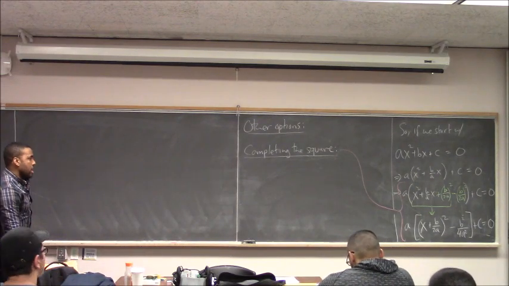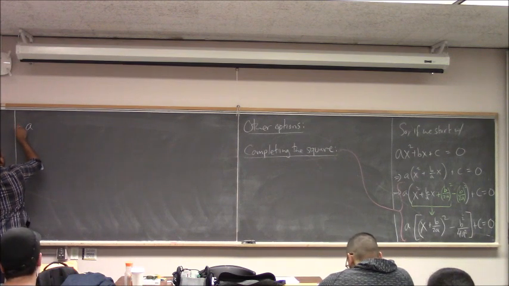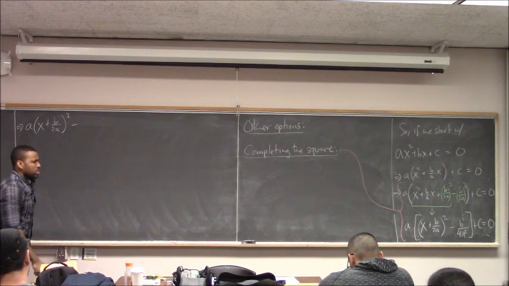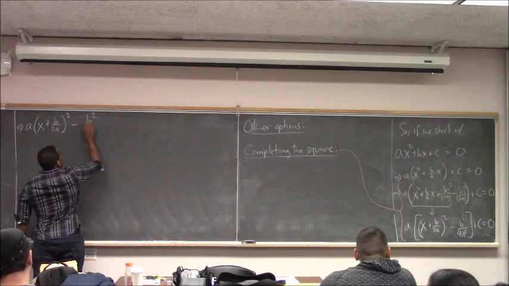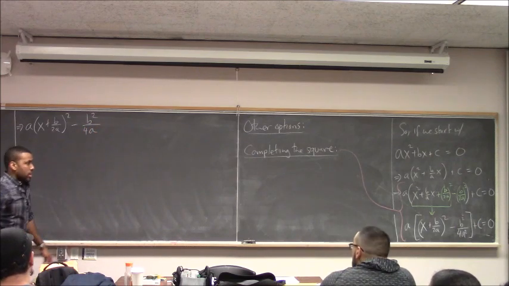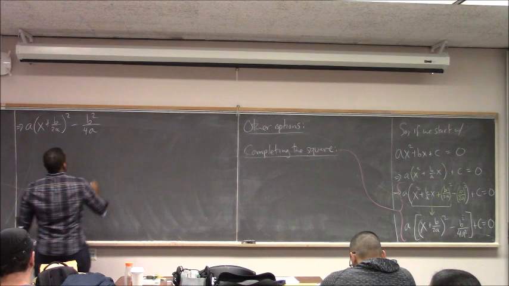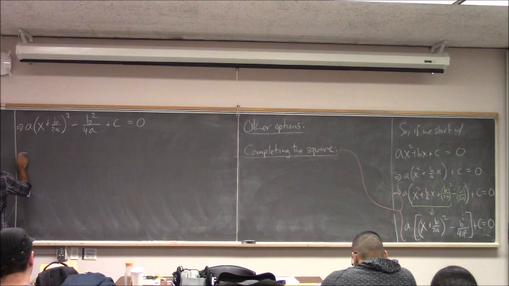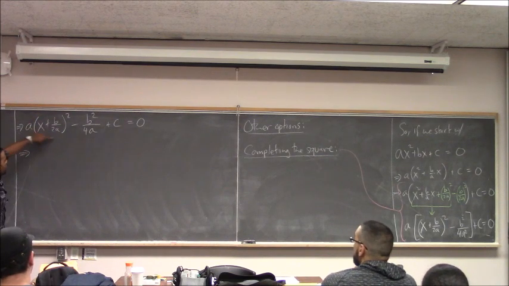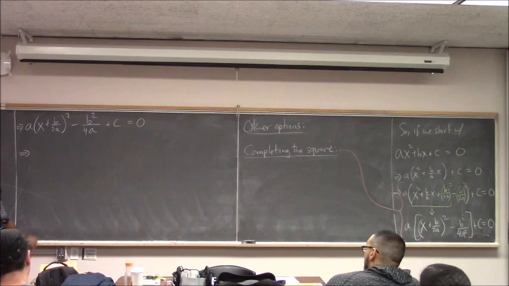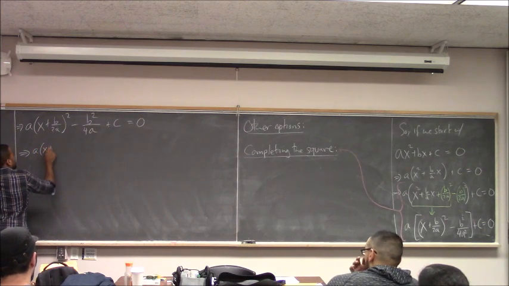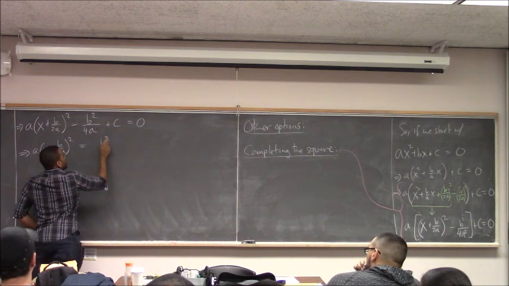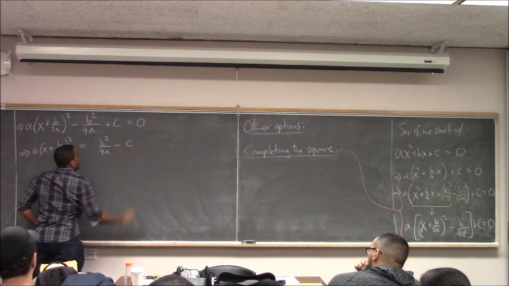I can distribute the a. So I have a times (x plus b over 2a) all squared minus b squared over 4a, right, because the a's would cancel when I multiply out, plus c equals 0. Now, since this is the one term that has the x in it, I can isolate everyone else. So I have a times (x plus b over 2a) squared. Move this over, I would get b squared over 4a minus c.